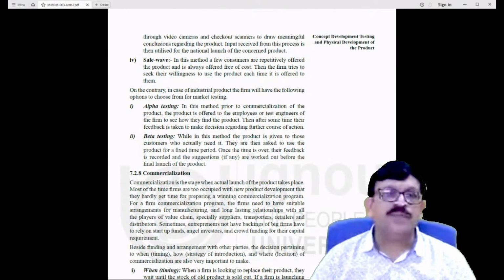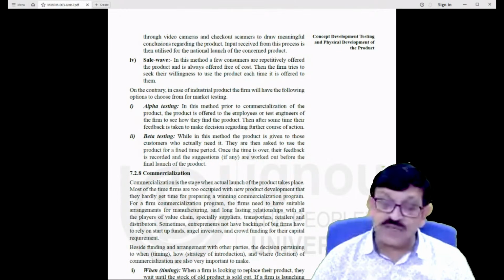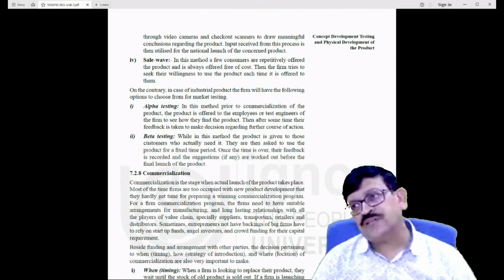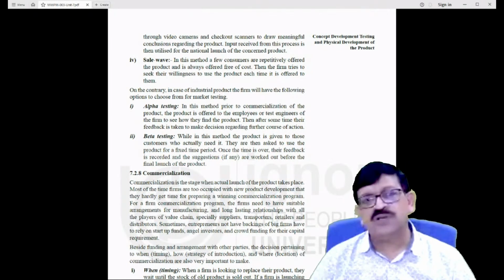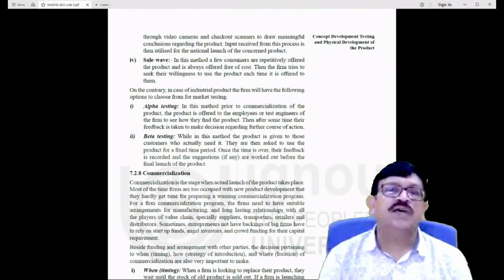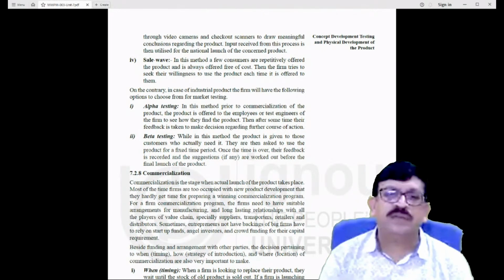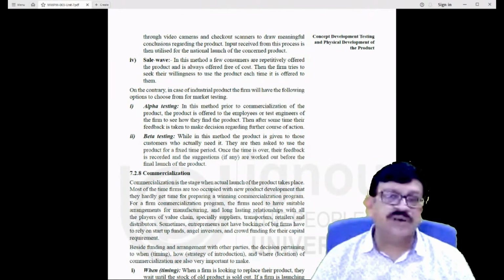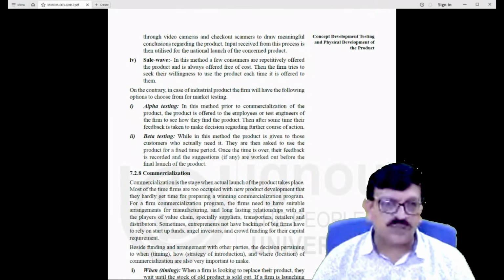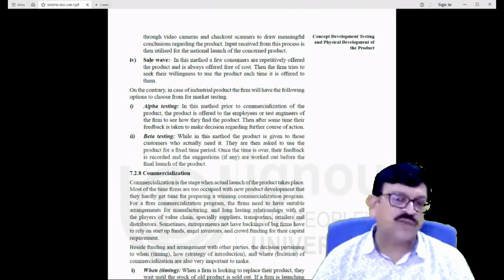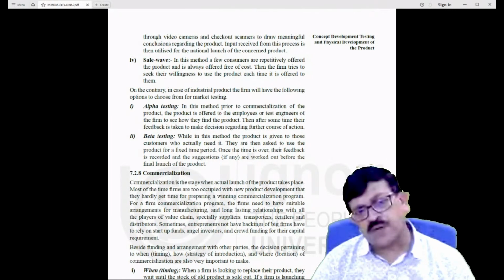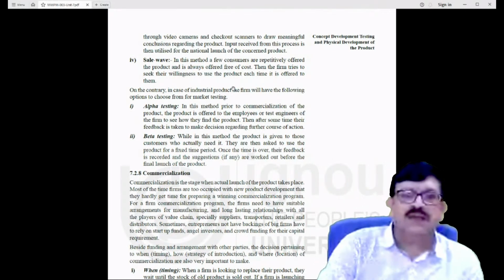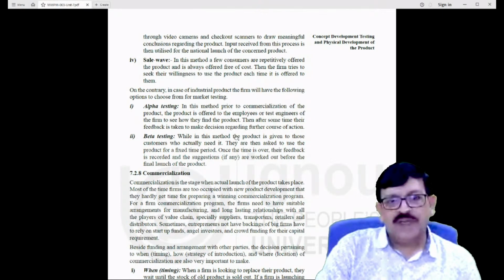Coming to industrial products, you can also do alpha testing and beta testing. Alpha testing is mostly done within the factories with the help of the test engineers and employees. Beta testing is mostly done with the customers who give feedback, but these feedbacks are recorded and analyzed before you go for the final commercialization process.